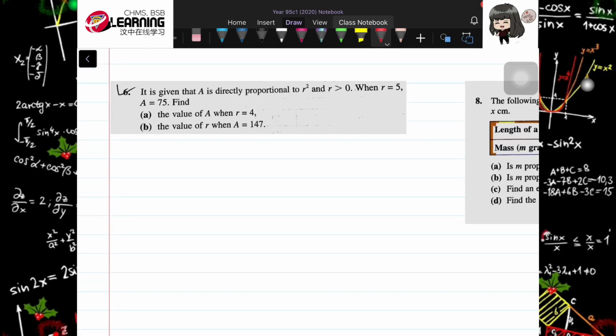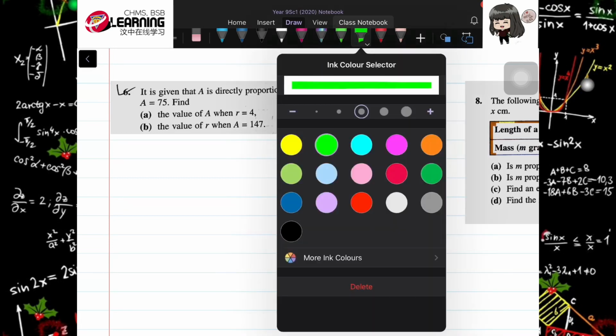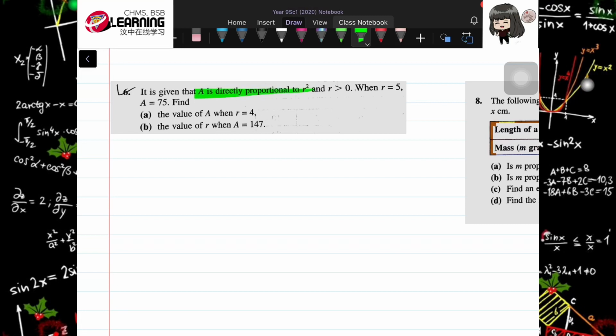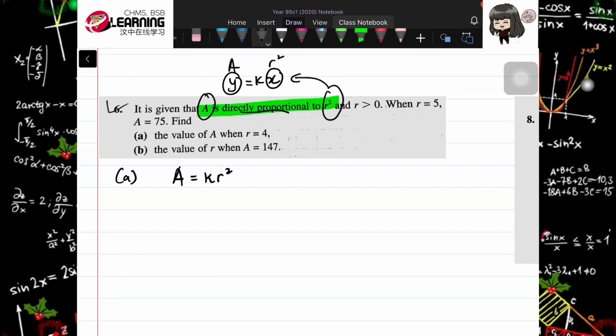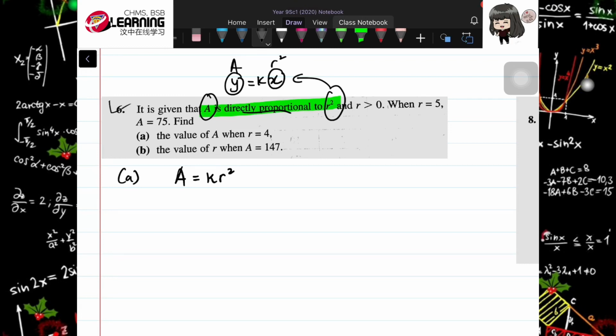It is given that A is directly proportional to R squared. So here we can straight away form an equation with a constant K. A is directly proportional, so it's K R squared. This is your Y, this is your X basically, so directly proportional is Y equals K times X. Your Y is A now, and your X is R squared. So A equals K times R squared. And R is larger than 0, A larger than 0, meaning R is positive.